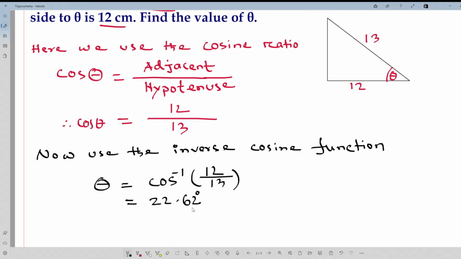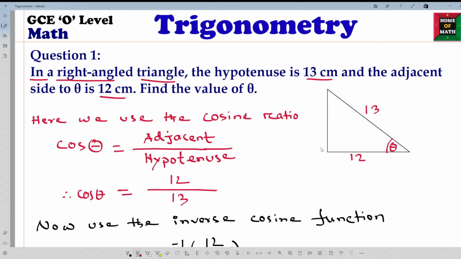Look, we have to make sure we use the degree sign. If you use 22.62 without it, the answer will be wrong. So don't forget to use a degree sign. Okay, so we already found our result, which is 22.62 degree. The main thing here is adjacent divide hypotenuse. Okay, so our first question is done. Now the second one.